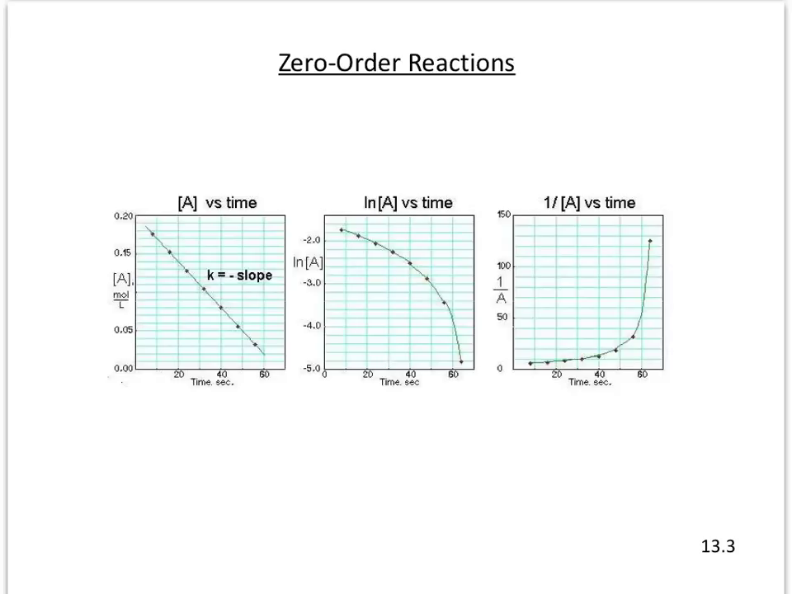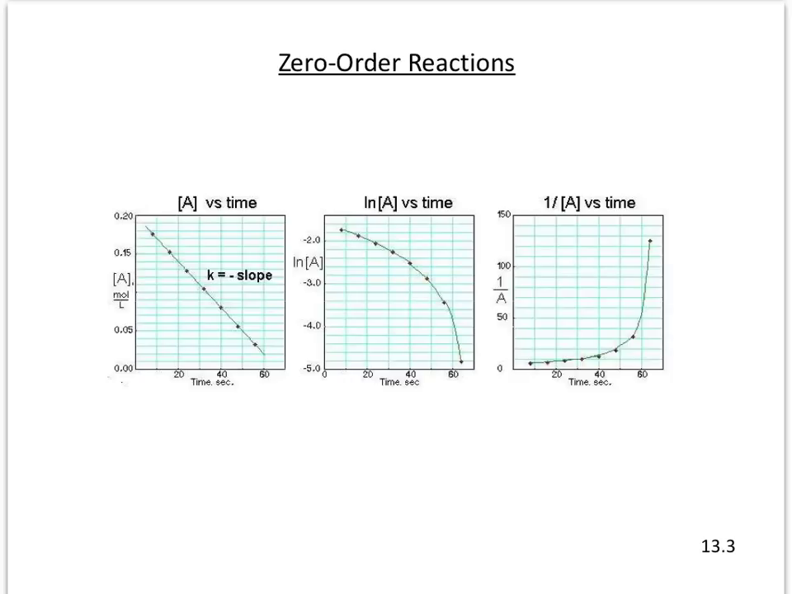Last thing I want to show you is just how a zero order reaction would look on a graph. So zero order reactions, they're not very common, but you will see them occasionally. What this means is that the reactants themselves have no effect on how the reaction proceeds. It's some intermediates that we'll talk about a little bit later down the road.